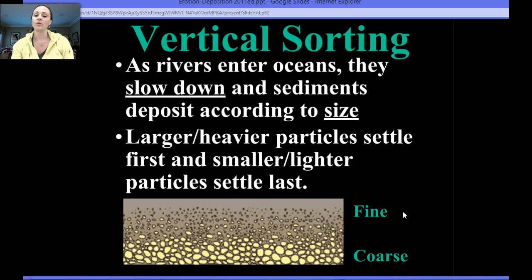So rivers flow into oceans. As rivers enter oceans, they slow down. Sediments deposit according to their size, as we said before, except again, they will settle on the bottom and the smaller particles will get deposited on top. Here's the coarse at the bottom and the finer particles on top. Please make sure you draw this diagram in your notes of the vertical sorting, and if you have to go back, make sure you got the horizontal sorting picture as well.